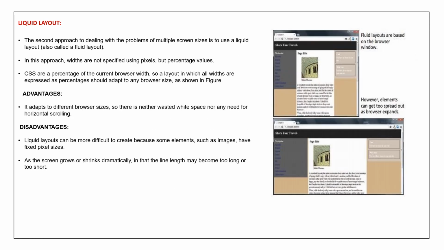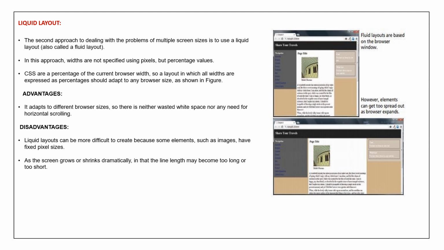Liquid layout. The second approach to dealing with the problems of multiple screen sizes is to use a liquid layout. The liquid layout is also known as the fluid layout. In this approach, widths are not specified using pixels, but using percentage values. CSS percentages are a percentage of the current browser width, so a layout in which all widths are expressed as percentages should adapt to the browser size, as shown in the figure.